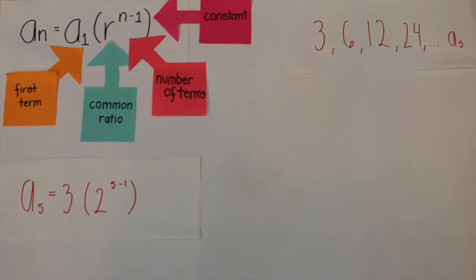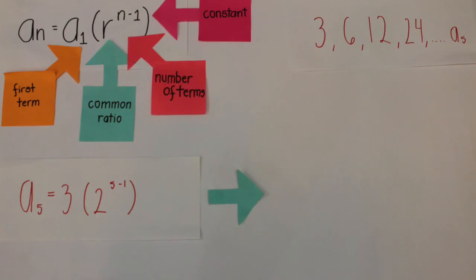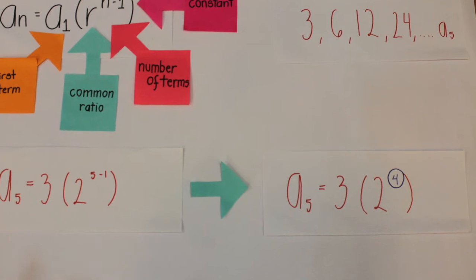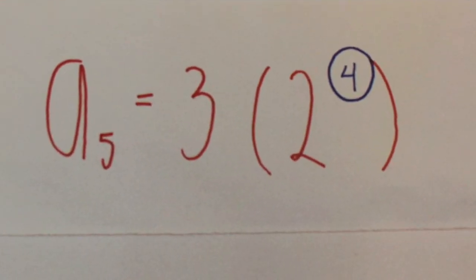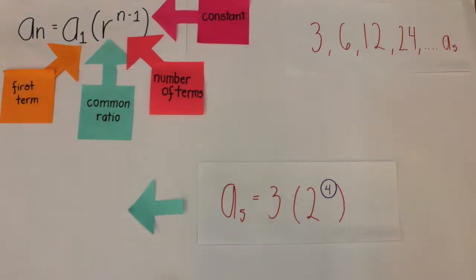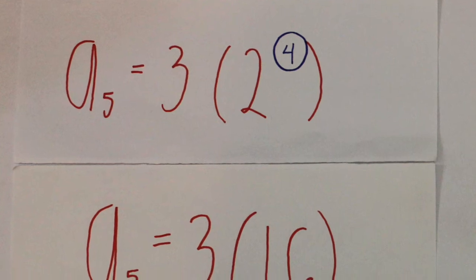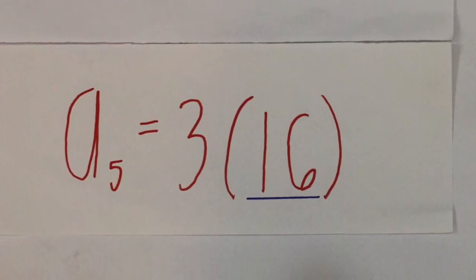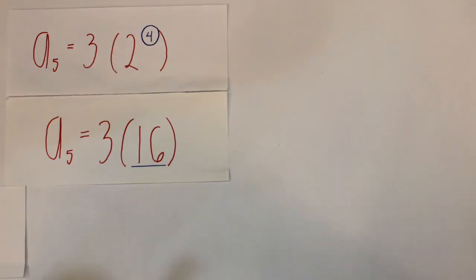Fifth step, since your n is 5, you have to subtract 1 from it. It will now be a sub 5 equals 3 times 2 raised to 4. Then multiply 2 raised to the 4th power, and the answer will be 16. Sixth step, since your a sub 1 is 3 and your 2 raised to the 4th power is now 16, you multiply both of them.